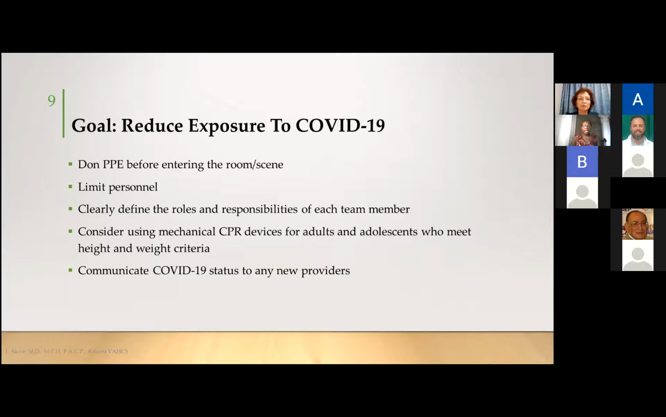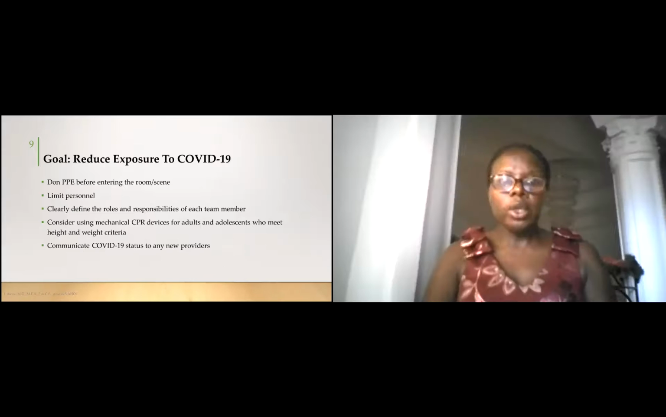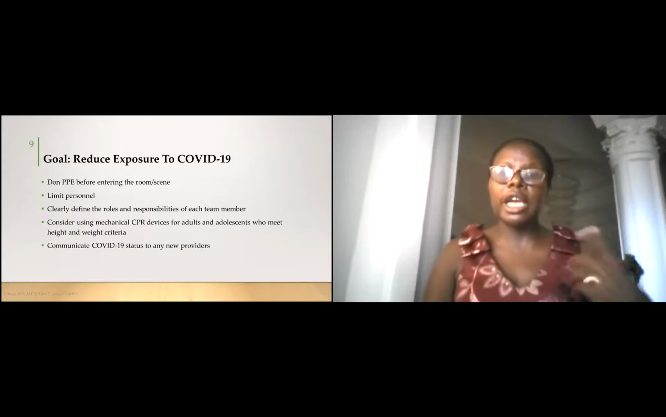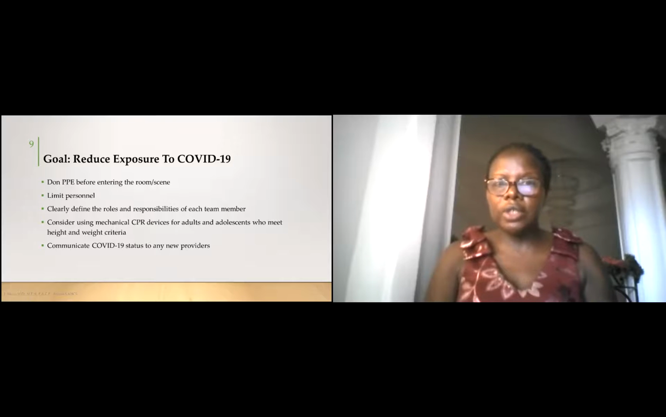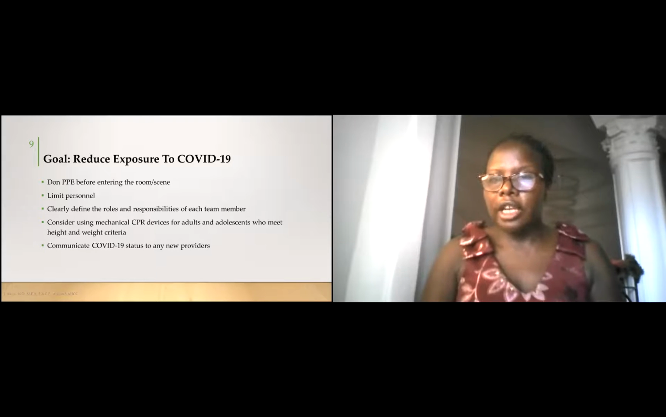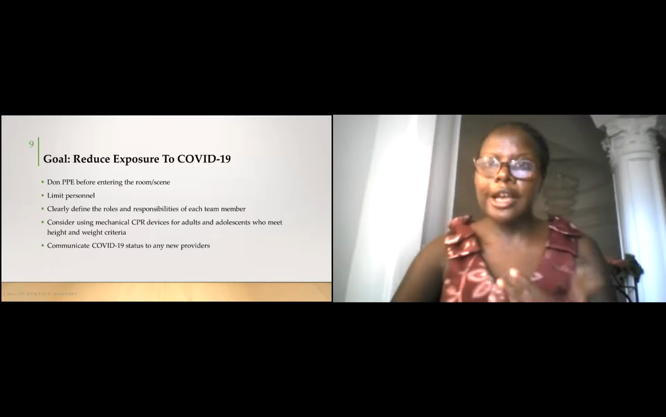We want to limit personnel in the room. We want to clearly define the roles and responsibility of each team member. We want to consider using mechanical CPR devices for adults and adolescents who have a cardiac arrest. And you want to make sure that the patients meet the height and criteria for these devices to be used. And then last but not least, you want to communicate the COVID-19 status to any new provider. And we will go over each of these points.